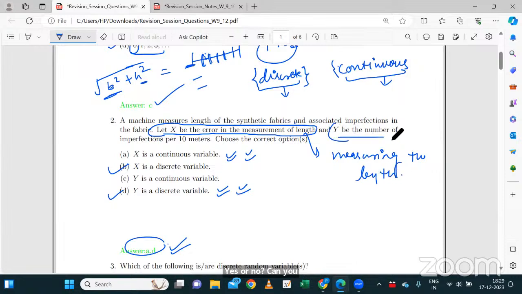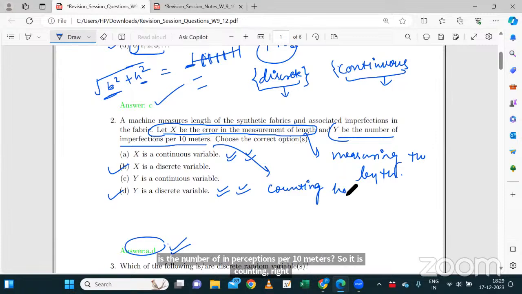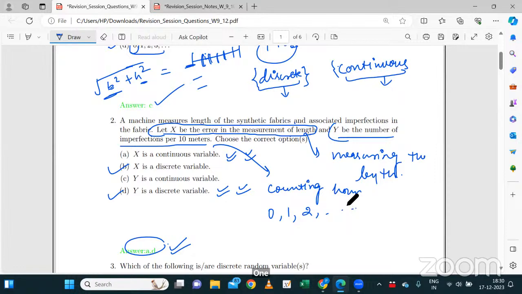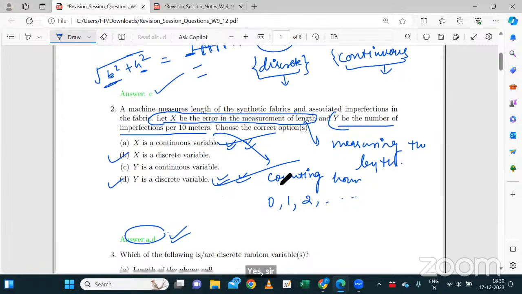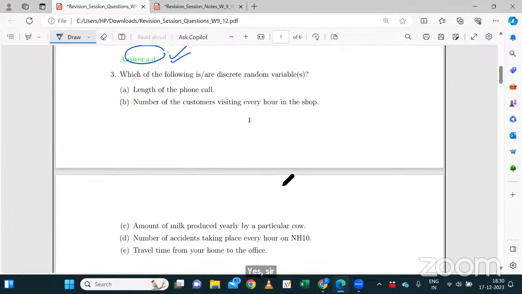And what is the y? Y is the number of imperfections per 10 meters. So it is counting, right? You are counting how many imperfections there are. It can be one, it can be two, it can be zero, something like that, right? Basically, it is countable. So x is continuous, y is discrete. Okay, very well.